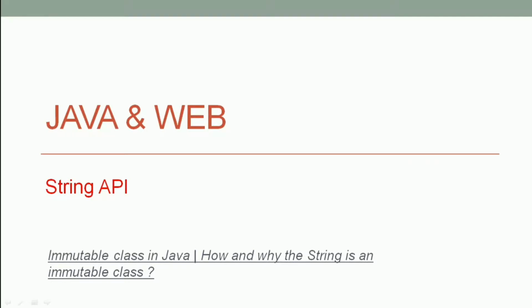Till now we know that string is an immutable class. But what makes a class immutable? How is string an immutable class? Can we create our own immutable class?